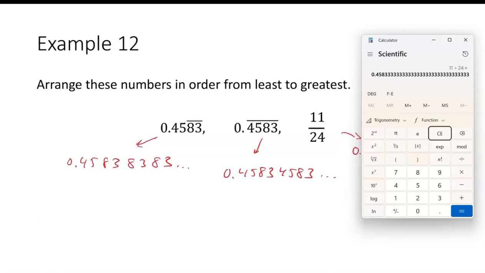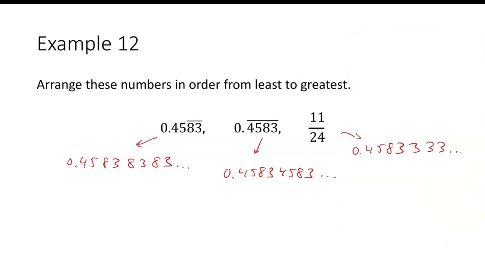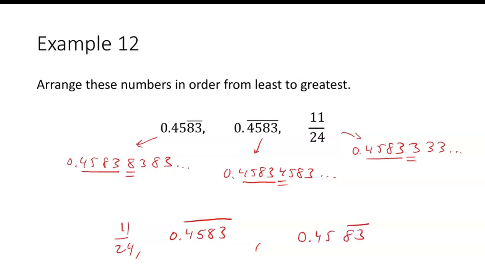So if I look at the first four digits, 4583, 4583, 4583, they're the same. The 100,000th place is where they're different. And once again, the fraction is the smallest of the bunch. The next smallest would be the one in the middle, 0.4583 with the bar over all four digits. And 0.45 with the 83 repeating is the largest.